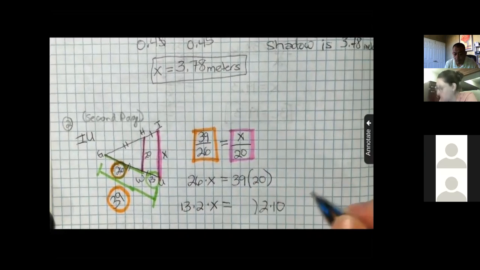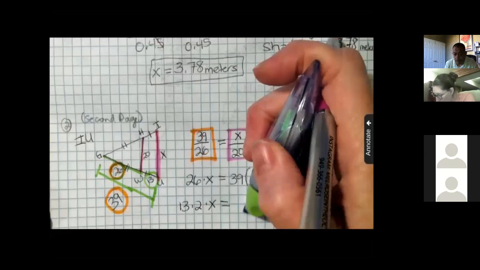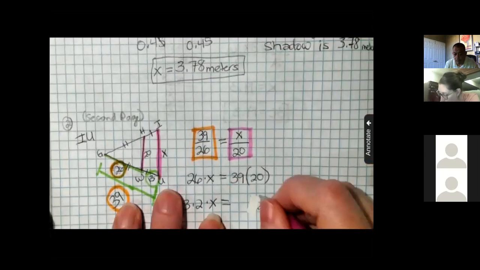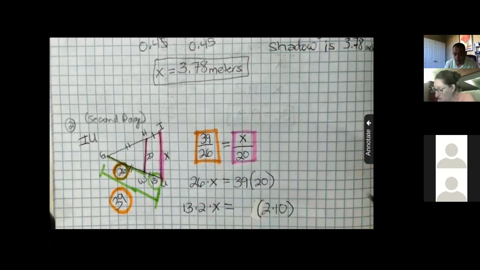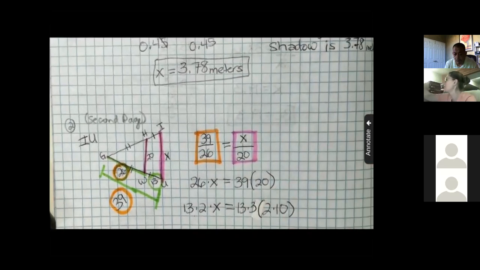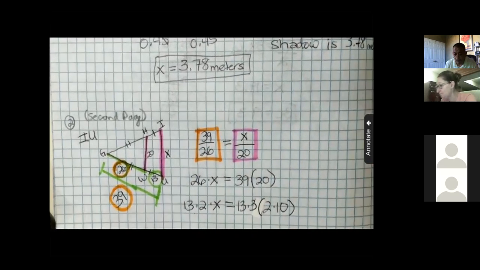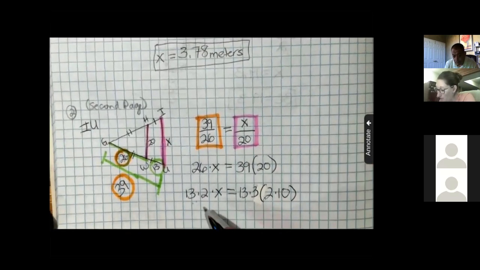But, whoops, I did that wrong. Okay, there we go. 39 happens to be 13 times 3. Don't ask me why that sticks in my head from when I was in math in high school, but it did. So now I've got my 13, check, and my 2, check.